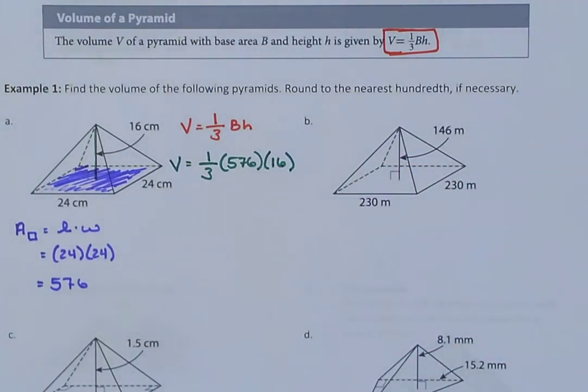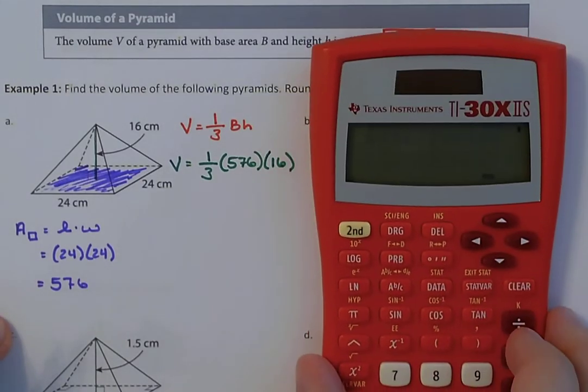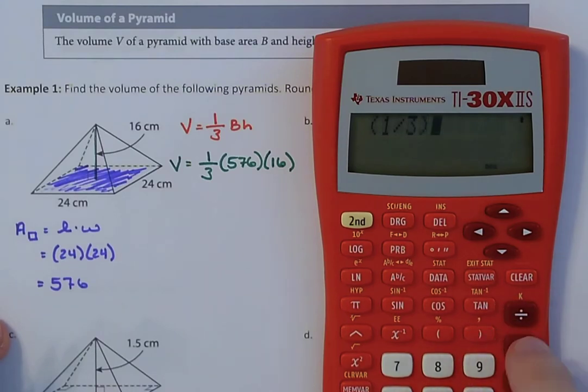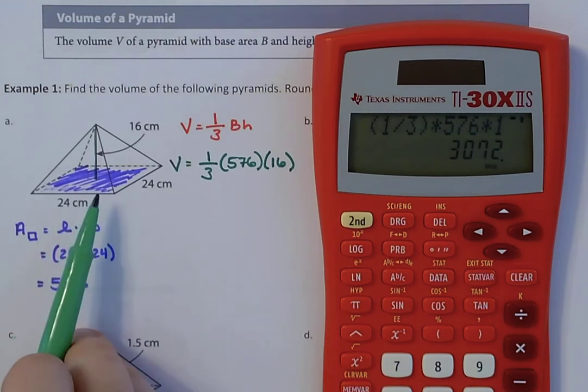So I have 1/3 times 576 times 16. All we need to do from here is just plug it into our calculator and figure out our volume. So 1/3 times 576 times 16 gives us 3,072 centimeters cubed. And that is the volume of this pyramid.